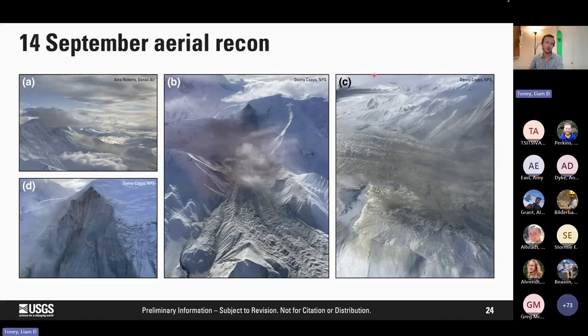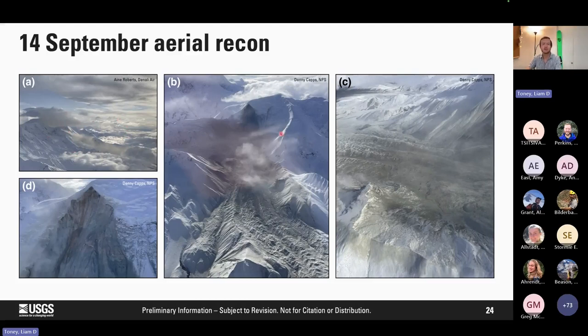So here are some photos of the event. The top left panel was acquired actually not on 14 September, but this is the photo from the tourist flight scene. North is to the right in this image, and you can see in the center of the image this sort of low-lying dust cloud that's hugging the flank near Peters Dome.